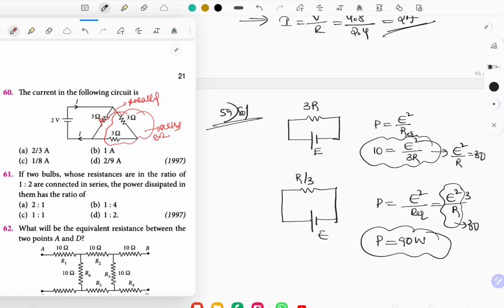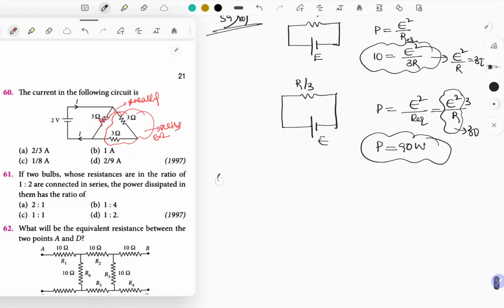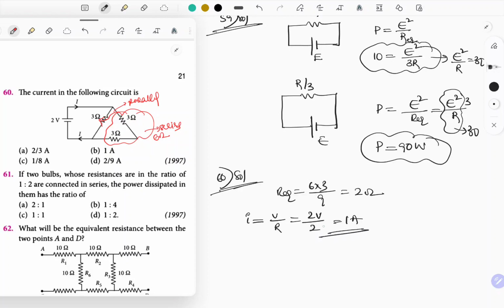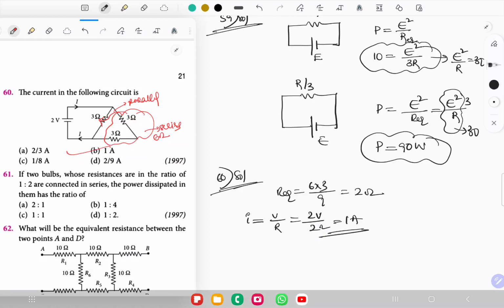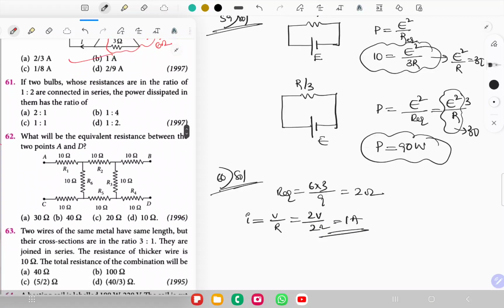6 ohm and 3 ohm are connected in parallel. Then the resultant resistance is going to be, we already spoke about this. 6 and 3 connected in parallel is equivalent to 2 ohms, right? Now current in the circuit is V by R. V value is 2 volt and R value is 2. So answer is going to be 1 ampere. Which option? Option B is the correct answer for question number 60.